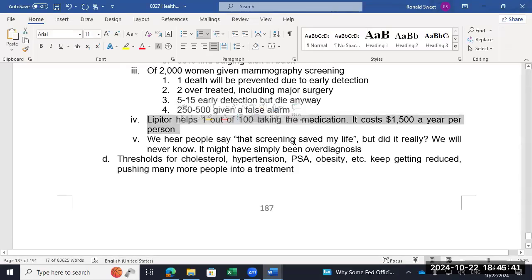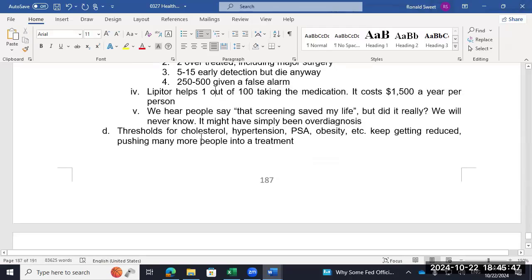Lipitor helps 1 out of 100 taking the medication. It costs $1,500 a year. Here's where AI could really help. And you heard this in the video. People say, wow, screening saved my life. Maybe. With prostate cancer, it's 1 out of 14 who were actually saved. 13 out of 14 had unnecessary surgery.